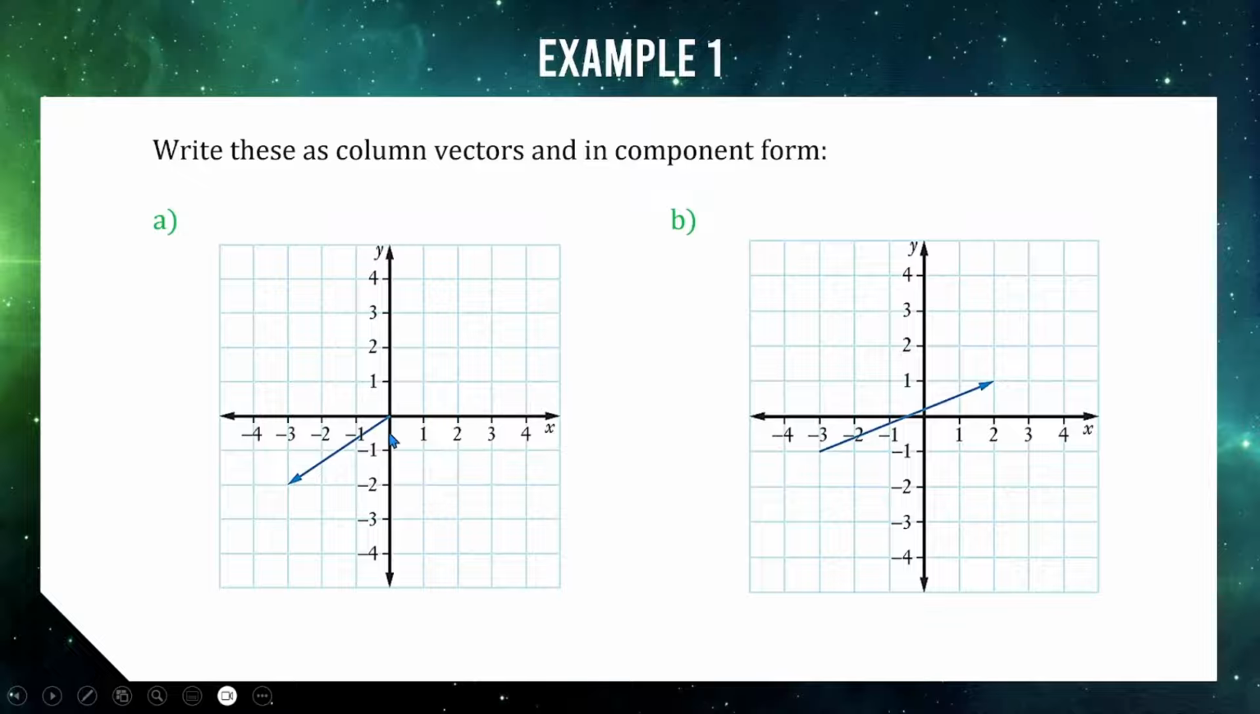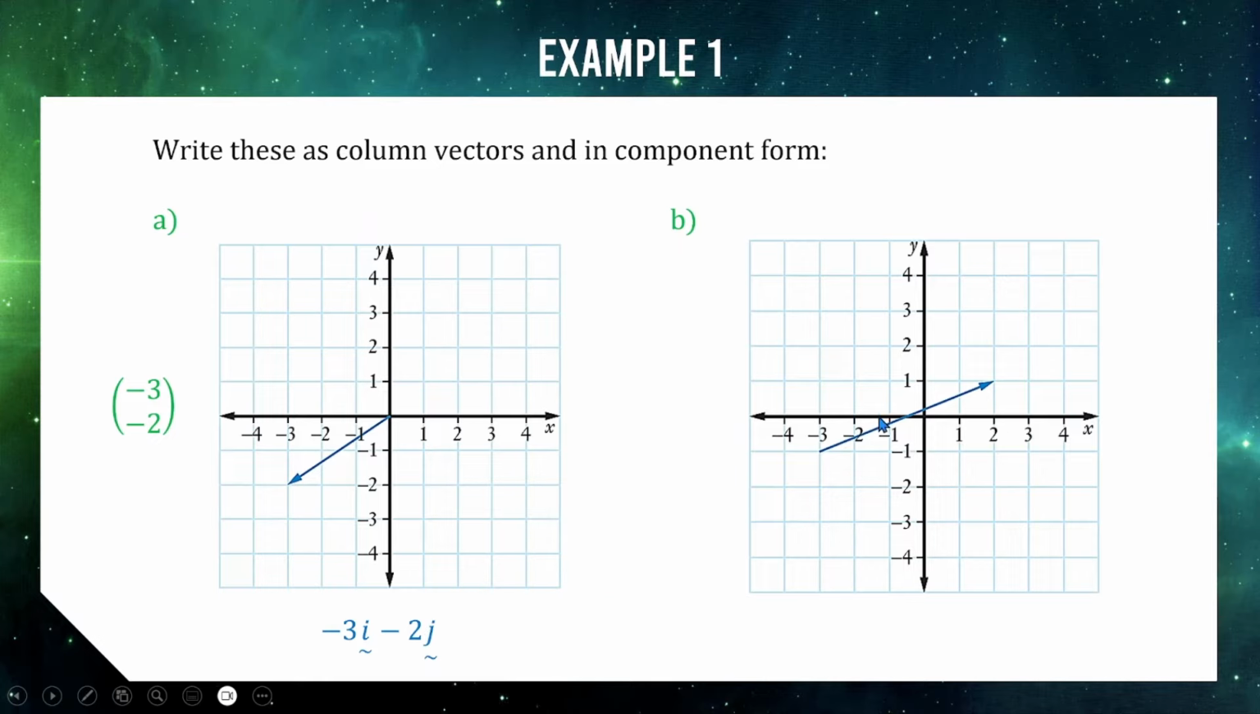Okay, on the left here, we have a vector starting from the origin. It's going 3 to the left, and it's going 2 down. So it's got a -3 horizontal component and a -2 vertical component. So its column vector would be -3, -2. 3 to the left and 2 down, just like you're doing gradient. Very straightforward. We can write that in component form by giving the x value, the I unit vector, and then putting the vertical component, the -2, with the j unit vector. So x goes here, y goes here, and that's our component form.